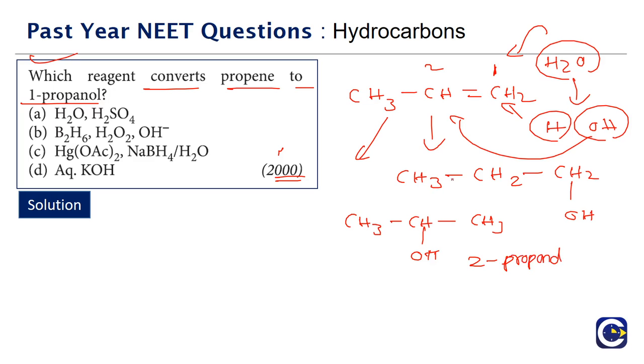But we are looking to get 1-propanol. So what must be happening is the anti-Markovnikov addition. Option A is simple H2O in the presence of an acid, which will be addition as per the Markovnikov rule. It will not give us 1-propanol, it will give us 2-propanol, and that is not what we are looking for. So the addition must happen as per the anti-Markovnikov rule. The second reagent is B2H6 in the presence of H2O2 and a base.